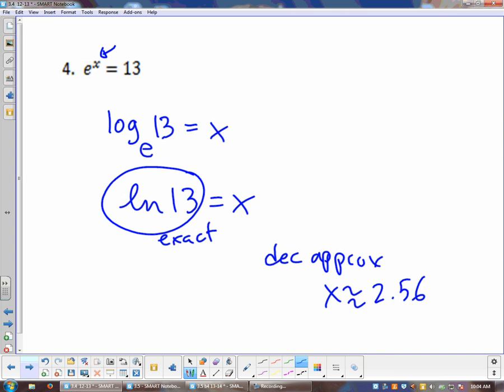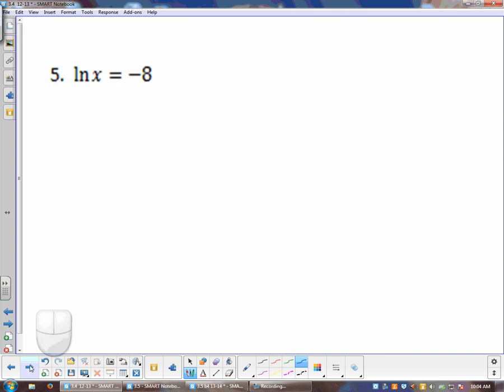Are we okay with this? Yes. All right, let's take a look at the next one. Number 5, ln of x equals -8. To solve this one, Paul? All right, let me catch up to you. So you're thinking of ln of x is log to the base e of x equals -8, and did you rewrite that in exponential form? And what's it look like?